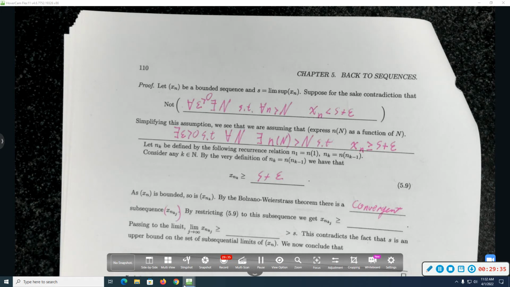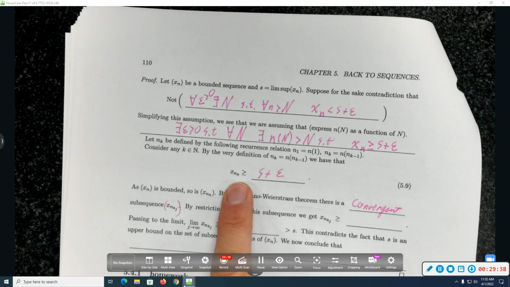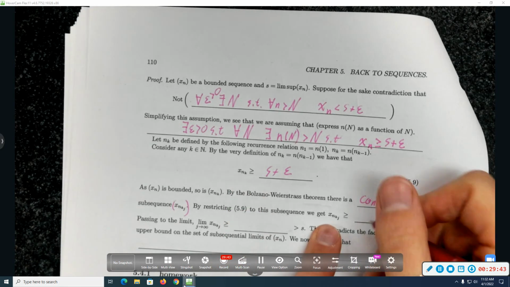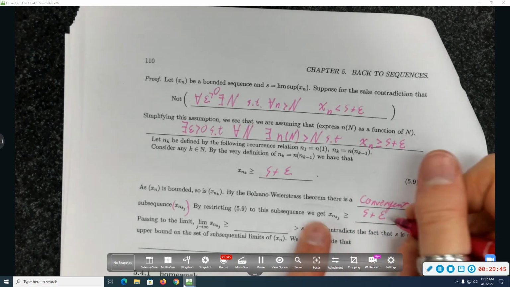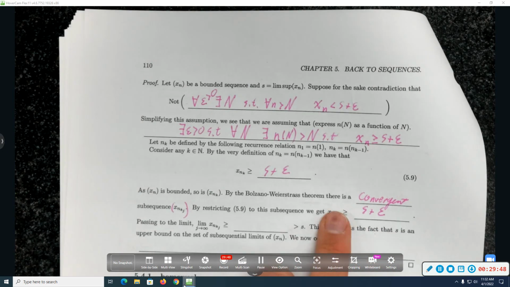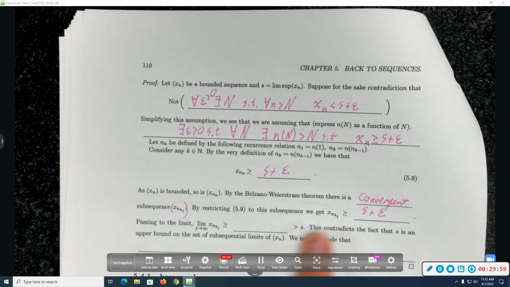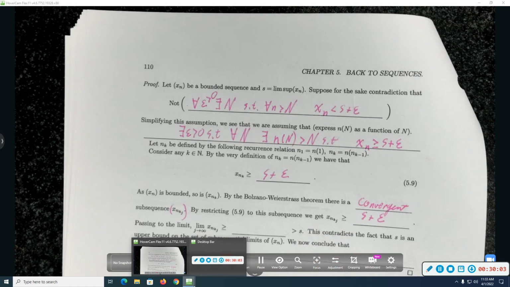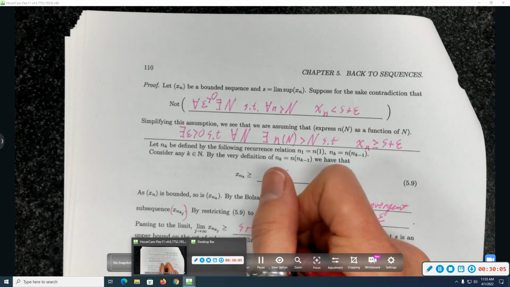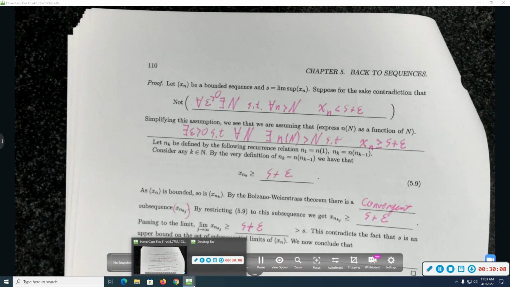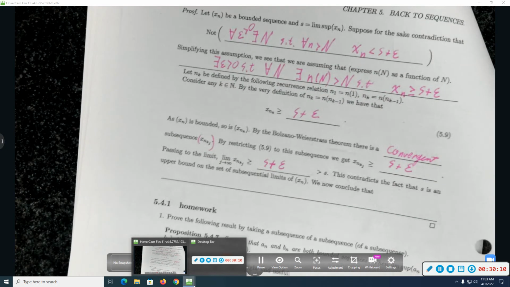Nice. So, here's the inequality we have for every k. k sub j is still a choice of k. So x sub n sub k sub j is bigger than or equal to s plus epsilon. But this sequence converges, so I can take the limit of both sides now, because the limit actually exists. So the limit as j goes to infinity of x sub n sub k sub j is bigger than or equal to s plus epsilon, which coincidentally is bigger than s.